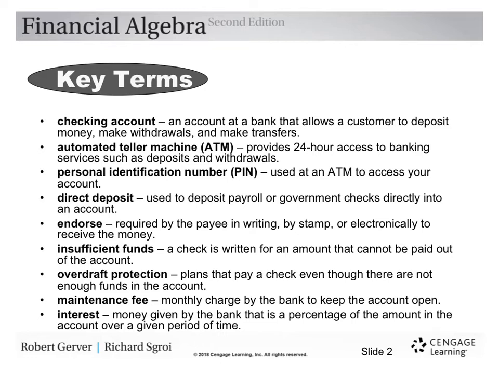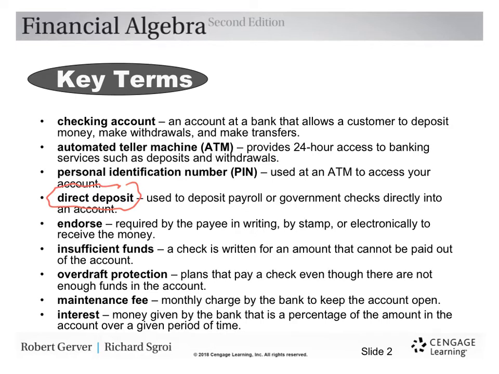Now, direct deposit. This is something that's kind of important here. This is used to deposit payroll or government checks directly into an account. For example, if you're working and you get paid by a check, you don't have to go to the bank to deposit the check or do anything like that. It is automatically put into your account. And in some cases, you actually have access to the money about a day sooner than you would if you just got the paper check.